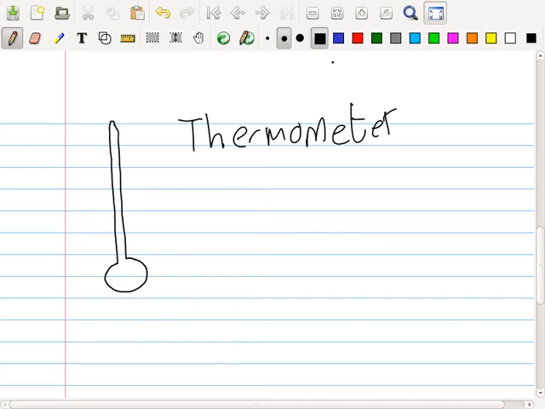And then there's a liquid inside it. Now there are new ones, but this is the old-fashioned one. And then you have the units here. I think this is mercury, perhaps. How do you say the liquid inside the thermometer? What's the name of the liquid? Mercury.